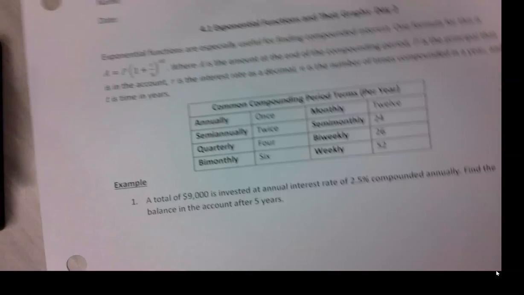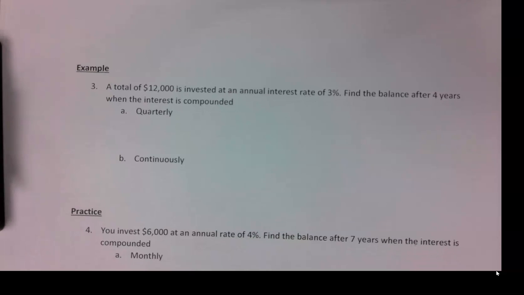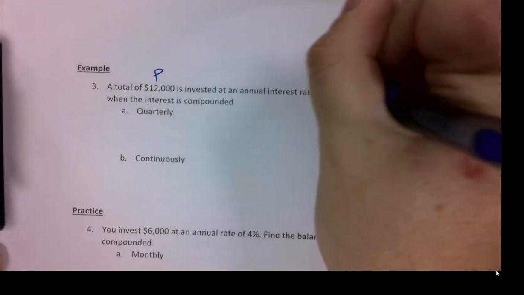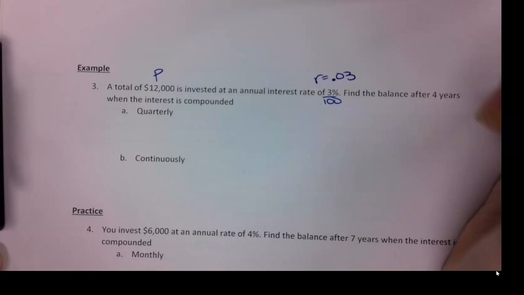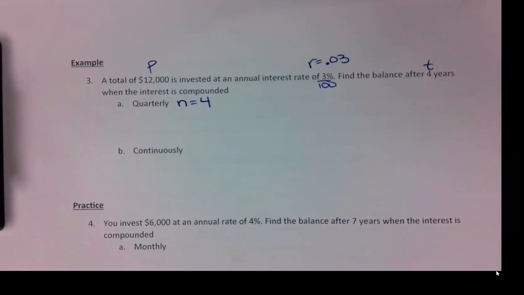So number 3 tells me a total of $12,000 is invested at an annual interest rate of 3%. So $12,000 is my principal. My interest rate I divide by 100 to get 0.03. My time is 4, and then I have 2 different parts for this question. The first one is to find it compounded quarterly. There are 4 quarters in a year.